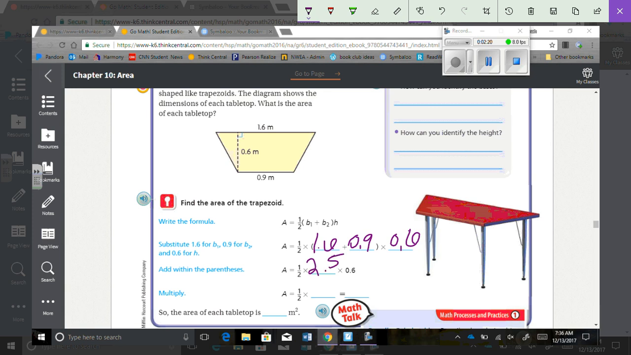And then we would multiply that by 6/10. And when you do that multiplication, you should get 1 5/10. Please check your work and make sure that you understand the multiplication, and ask me if you do not. So then we take 1/2 times 1 5/10, which gives us 75 hundredths. So the area of each tabletop is 75 hundredths.